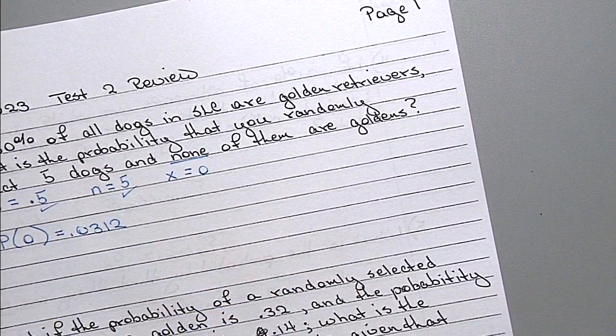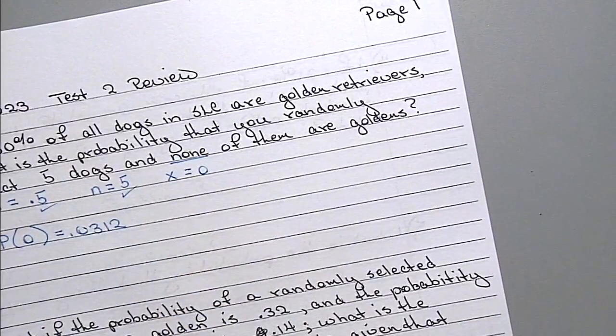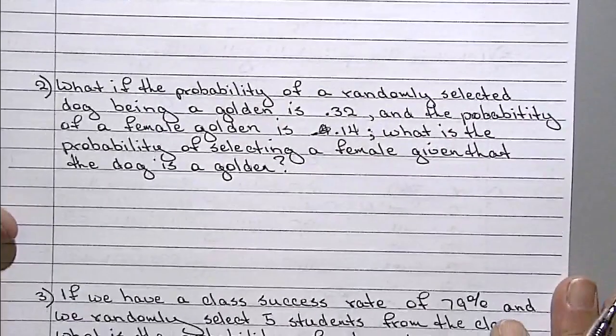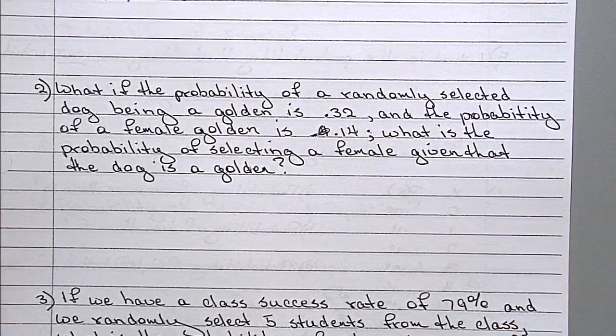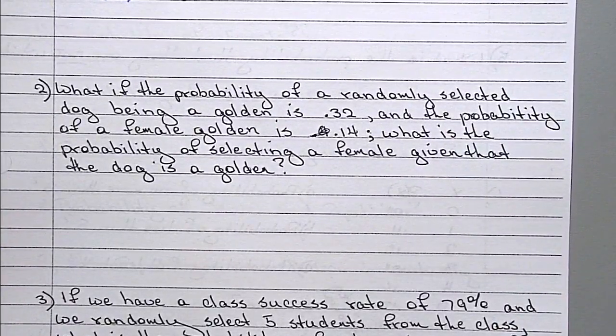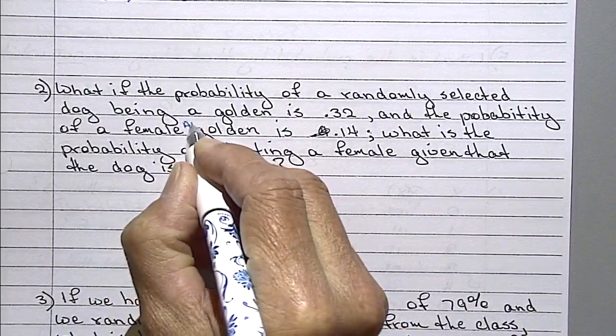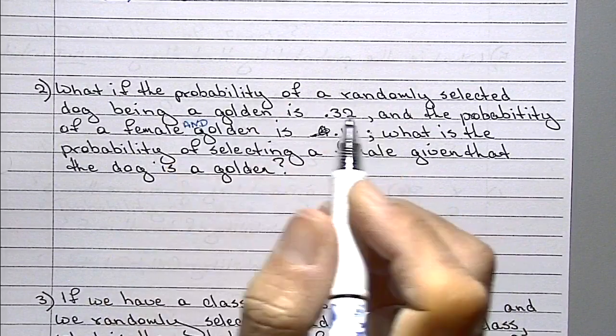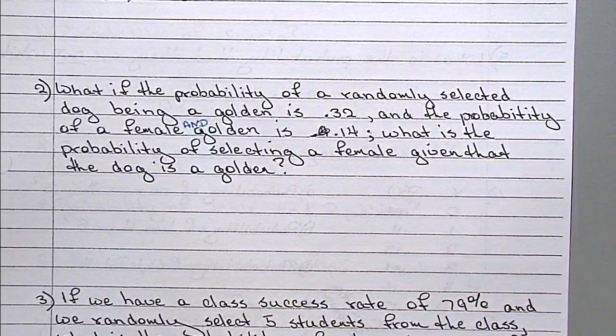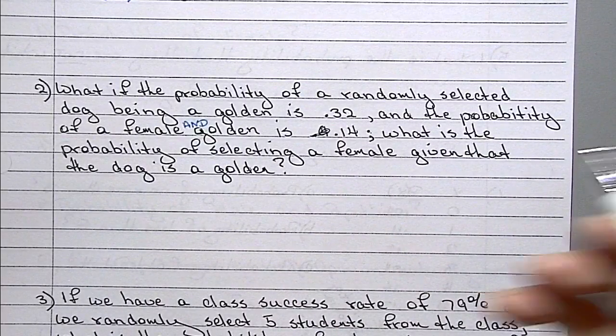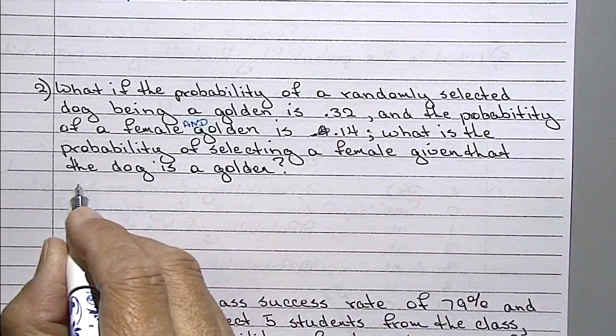Okay, so next: what's the probability of a randomly selected dog being a golden if the probability is 0.32 and the probability of a female golden is 0.14? What's the probability of selecting a female given that the dog is a golden? Now, you've got to recognize some things. When they say a female golden, they're saying female and golden, right? That's two different things we're looking at. So that's not a marginal probability. That's a combination, isn't it? So they gave me these things. Let me write down what they gave me.